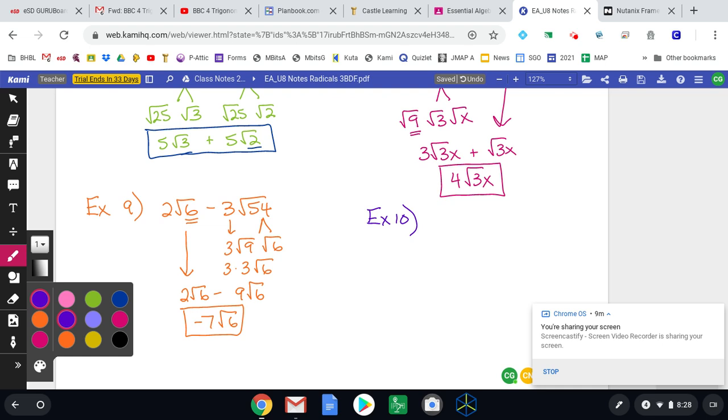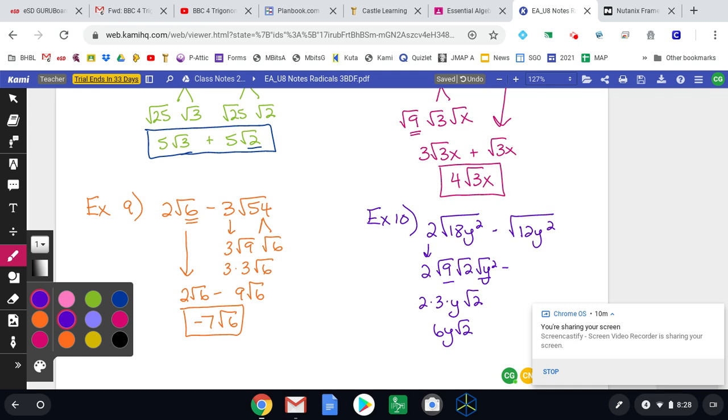Okay, last example. We have 2 radical 18y squared minus radical 12y squared. All right, so let's break these down. We'll bring our 2 down. This is going to be a radical 9 times 2. And now since that's an even power, we're going to put that y squared in there. This is going to then simplify to 2 times 3 times y radical 2. So 6y radical 2. Now I'm going to work on the other side.